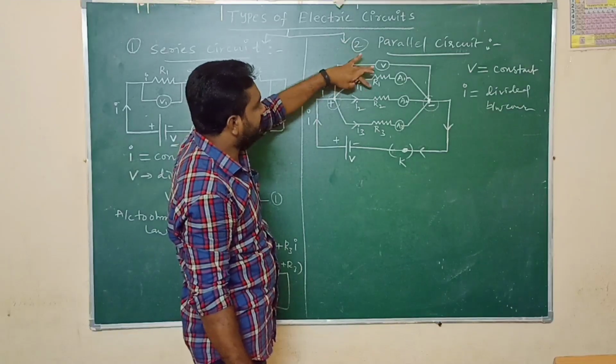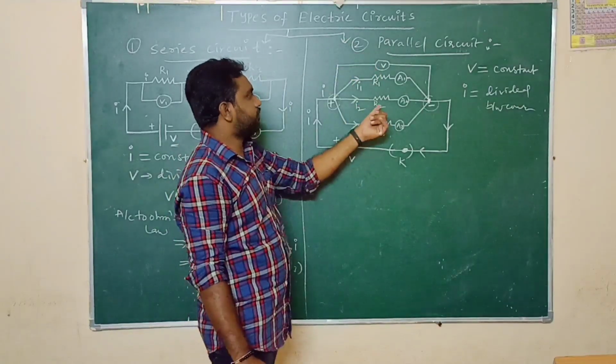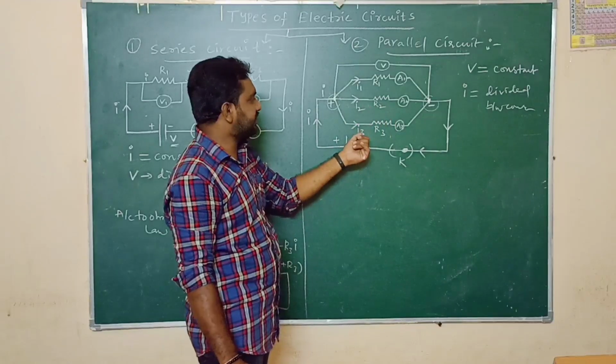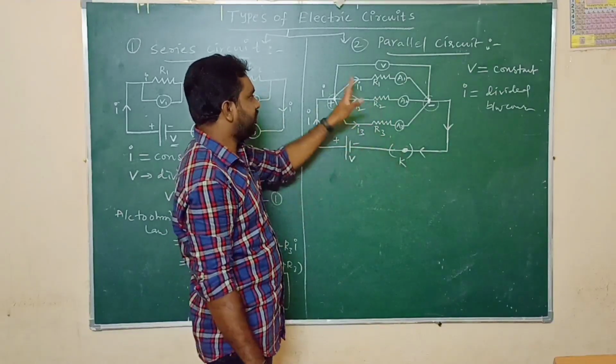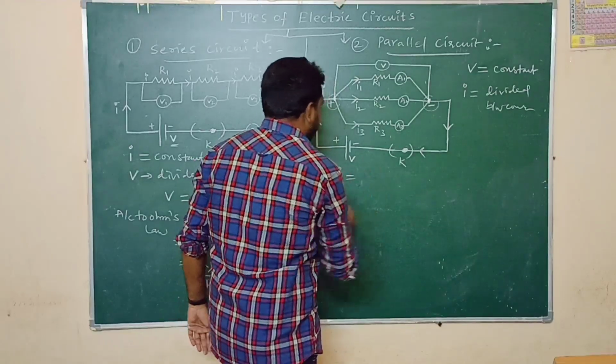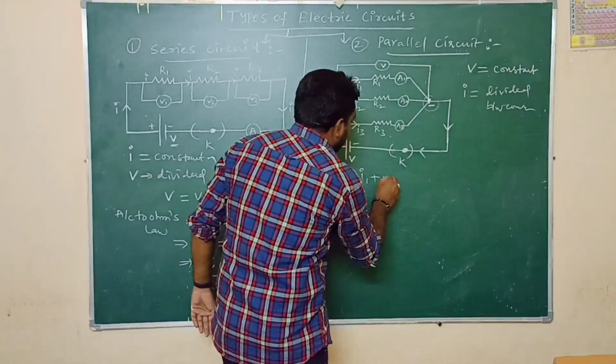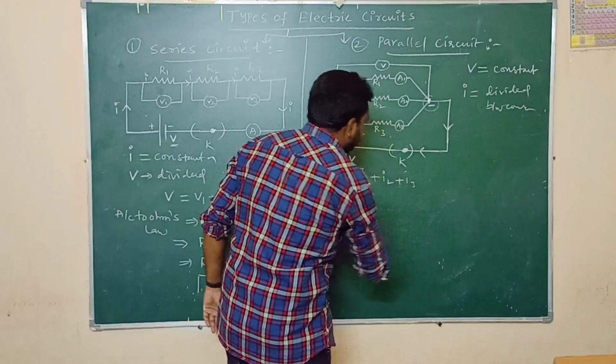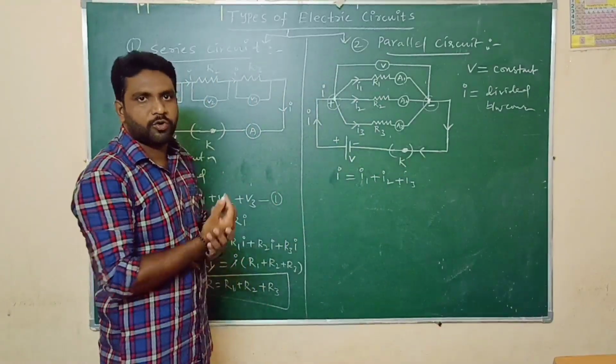So I1 is the current flowing through resistor R1, I2 is the current flowing through resistor R2, and I3 is the current flowing through resistor R3. So here the total current I is given by I1 plus I2 plus I3. That is the expression for total current.